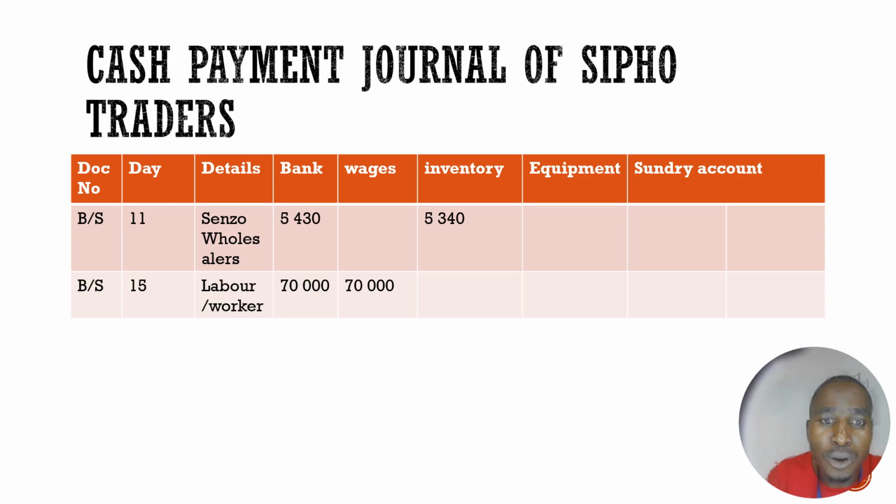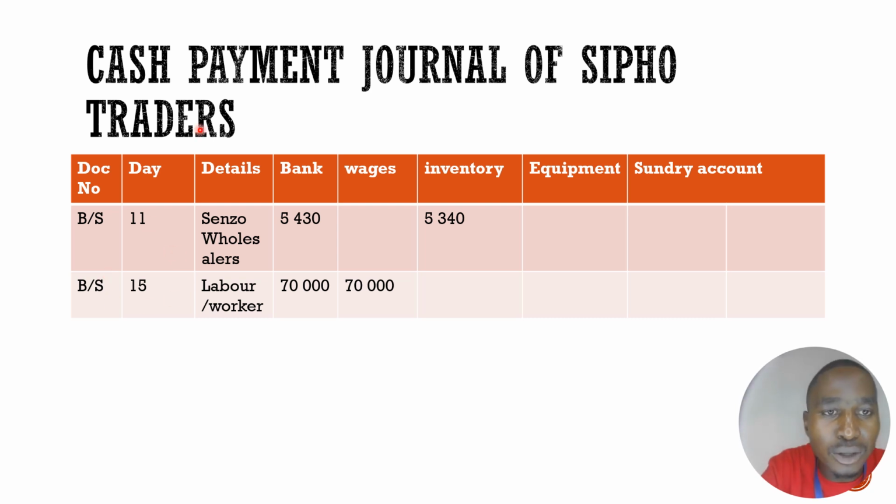Now, when we're going to record the transaction on the CPJ, we'll write BS on the source document because we don't have a receipt for that. We can see on our bank statement that we paid wages to one of our workers. So we should write BS on the source document. Remember, always write BS on the source document when you're doing a CPJ unless you are given a receipt number. And then on day, you write day 15.